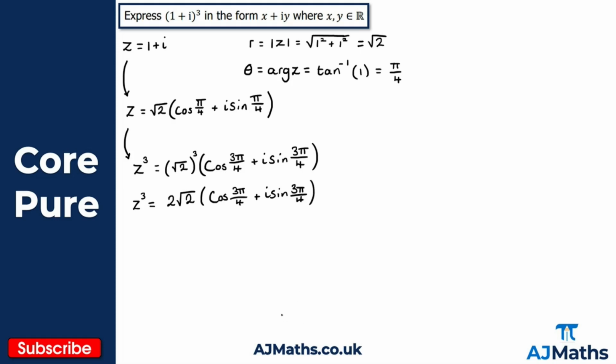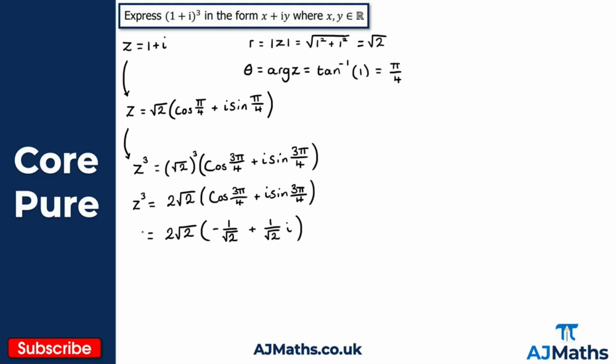Okay, so now if we evaluate cosine of 3 pi over 4 and sine of 3 pi over 4, we keep the 2 root 2 on the outside for now. We have 2 root 2 times cosine of 3 pi over 4, which gives us minus 1 over the square root of 2. If we do the same for sine of 3 pi over 4, that gives us positive 1 over the square root of 2. We get plus 1 over square root of 2 i. Don't forget this is with i.